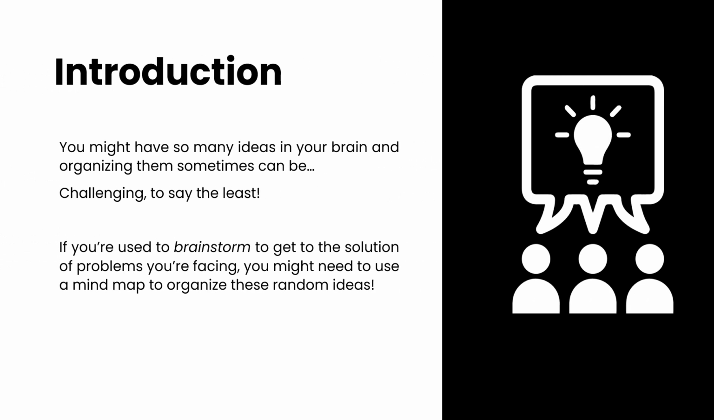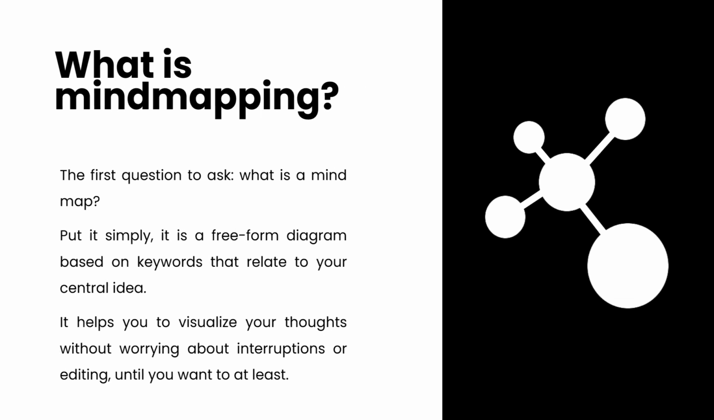You might have so many ideas in your brain, and organizing them sometimes can be challenging, to say the least. If you are used to brainstorm to get to the solution of problems you are facing, you might need to use a mind map to organize these random ideas. So, what is mind mapping? To put it simple, it is a tree-form diagram based on keywords that relate to your central idea. It helps you to visualize your thoughts without worrying about interruptions or editing, until you want to that at least.